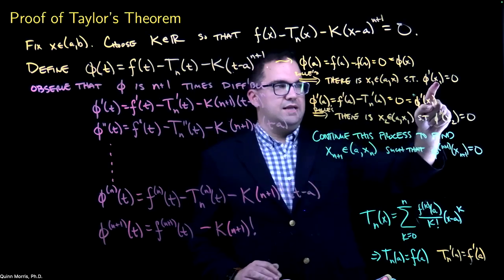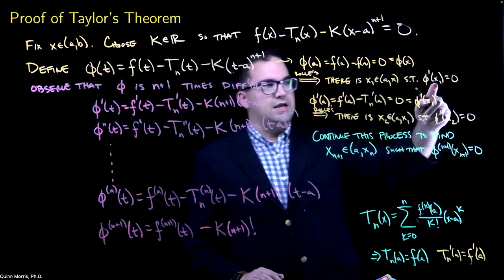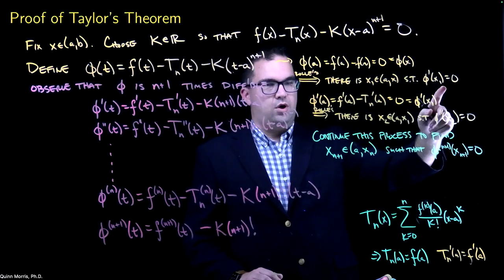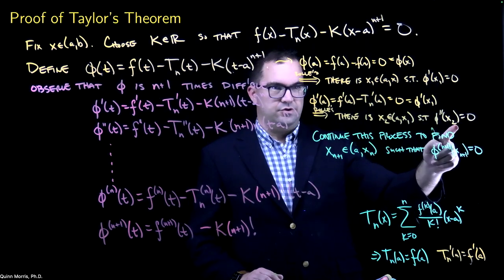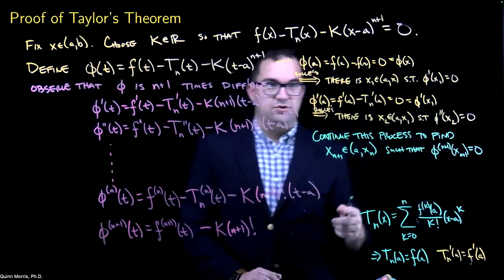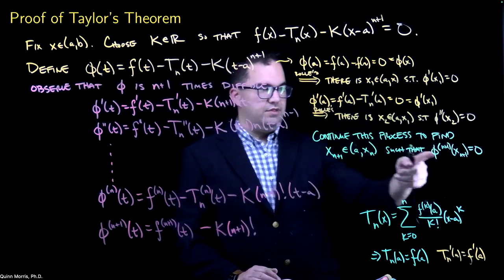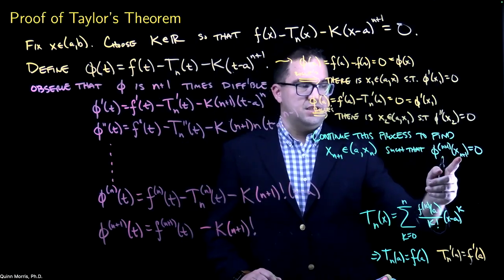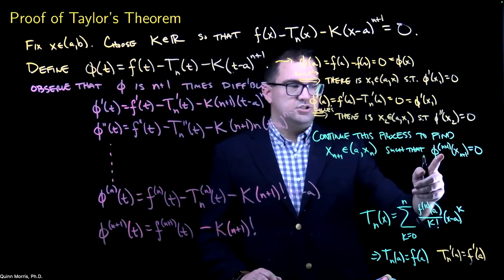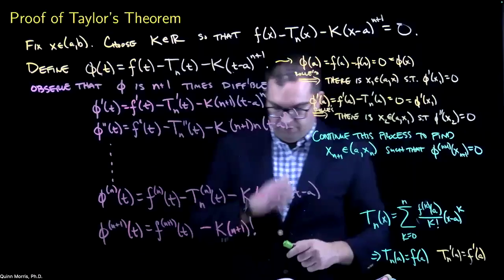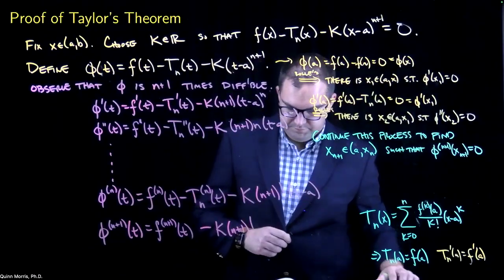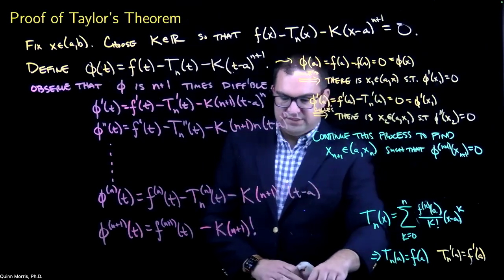So notice what we're doing is at each step of this iterative process, we are finding a value x1 where the first derivative is equal to 0. We're finding a value x sub 2 where the second derivative is equal to 0. And we can continue this iteratively until we find a point x sub n plus 1 such that the n plus first derivative of phi at that point is 0. Okay. All right. So what does that give us then?